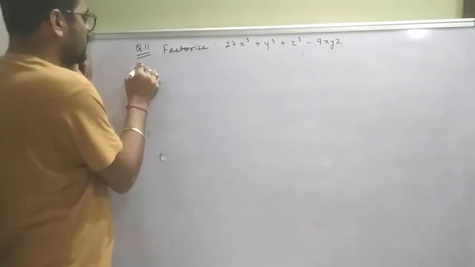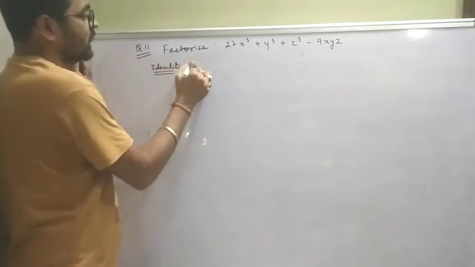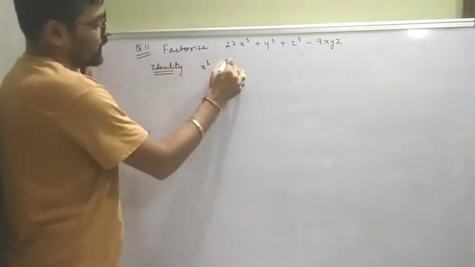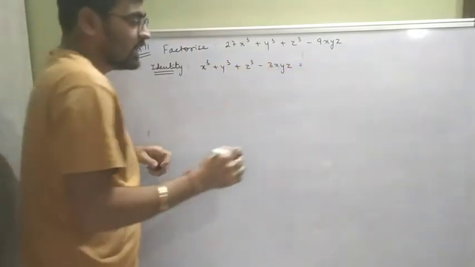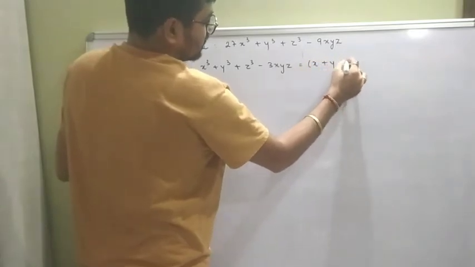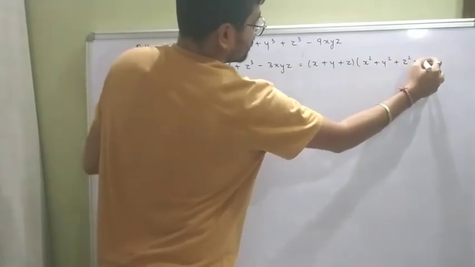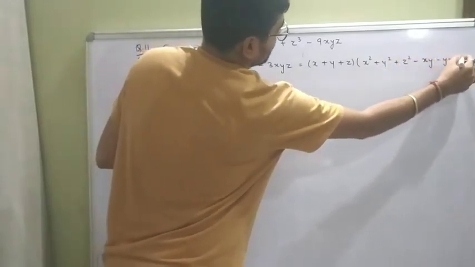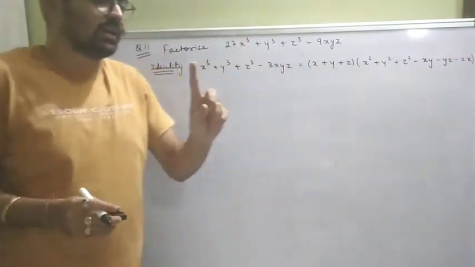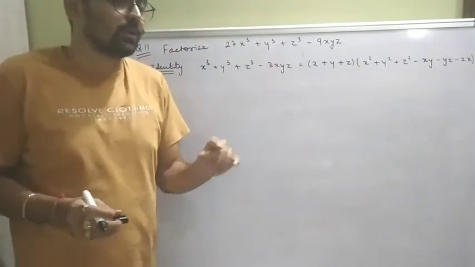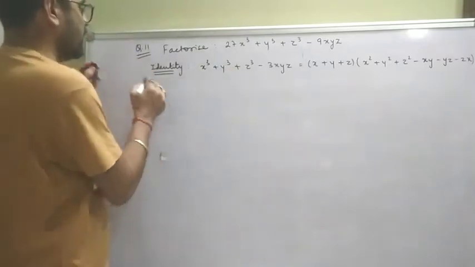Now before we solve this, the identity I want you to recall was the 8th one. What was the identity? x cube plus y cube plus z cube minus 3xyz is equal to x plus y plus z into x square plus y square plus z square minus xy minus yz minus zx. This was the 8th algebraic identity, and till now we have not utilized this one. This is the first time we are going to utilize it, so please be patient and try to understand properly.